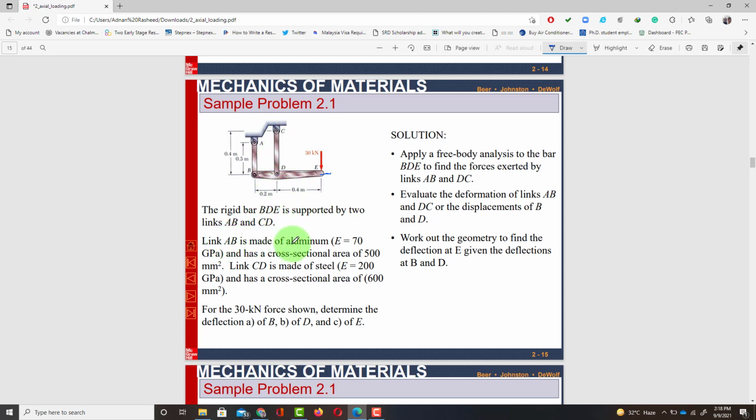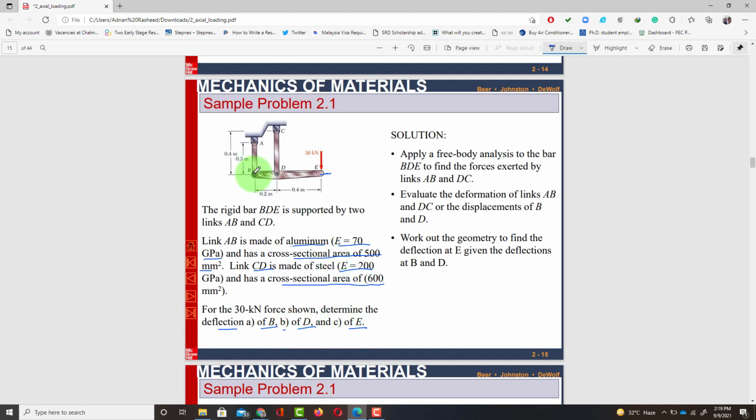Link AB is made of aluminum, with modulus of elasticity 70 gigapascal and cross-sectional area of 500 square millimeter. So area and modulus of elasticity are given for AB. Similarly, for link CD, modulus of elasticity as well as cross-sectional area are given, and a load of 30 kilonewton is applied at this end. You are asked to find the deflection of B, D, and E. Part A asks for the deflection of B and part B asks for the deflection of D and C.